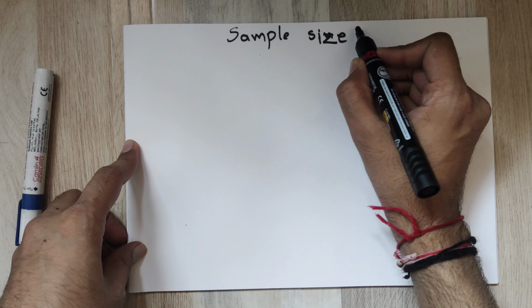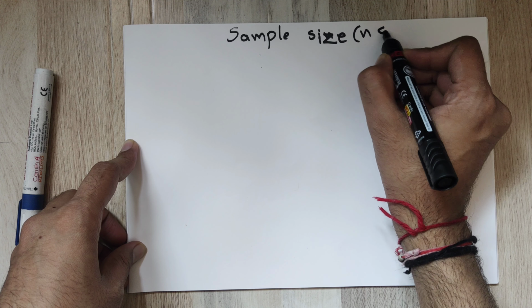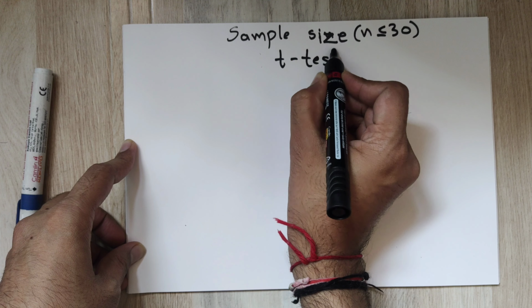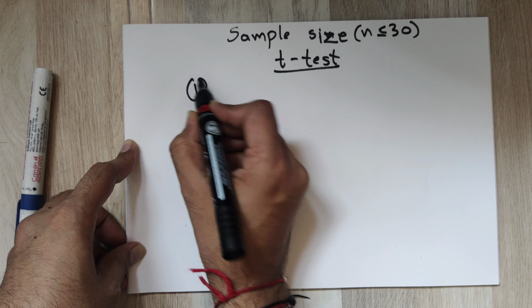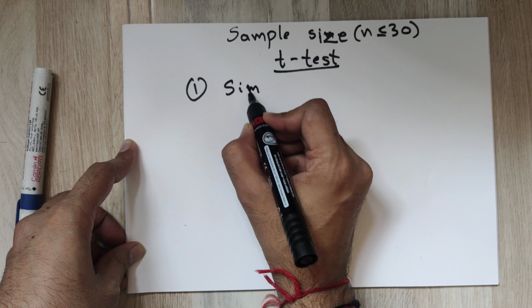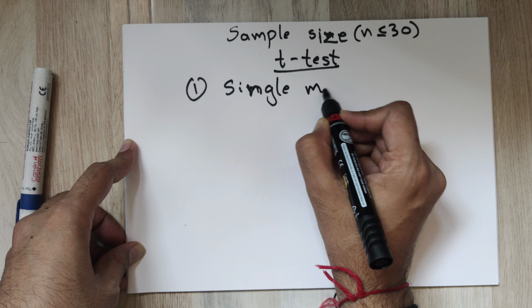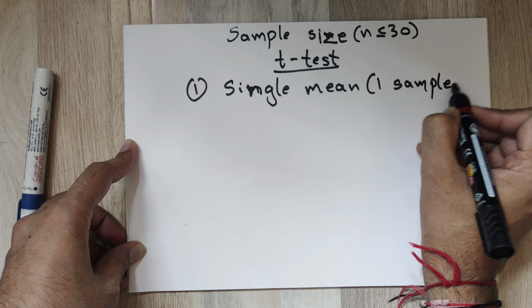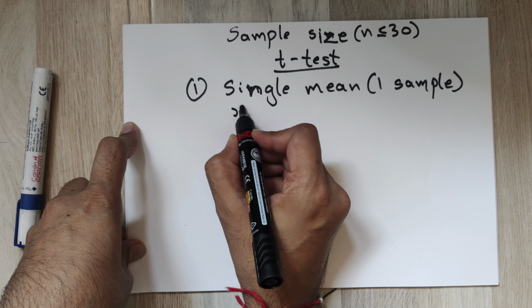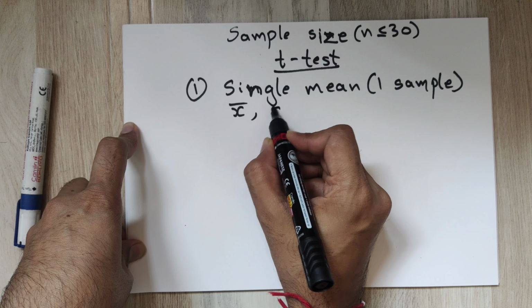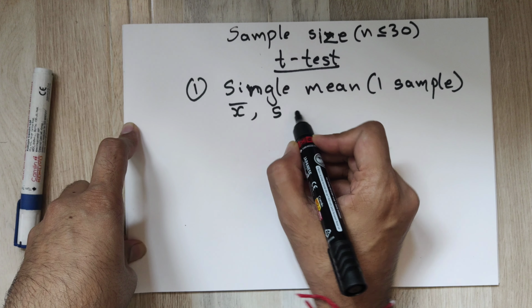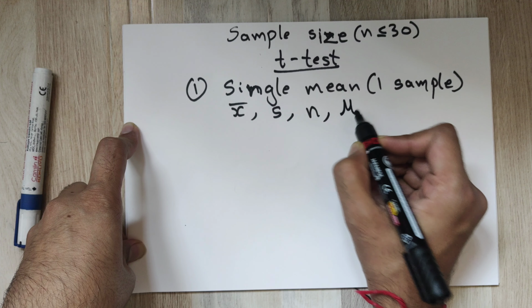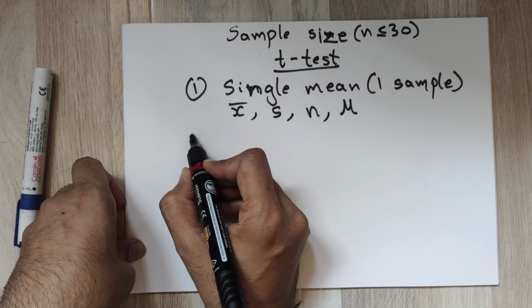Okay, next, if the sample size N is less than 30, then we use T test. So the first is single mean. So here we'll have one sample. If the actual sample data is given, then we need to estimate the value of X bar and S, that is sample mean and sample standard deviation. The sample size N will be given and the population mean will be given in the question.